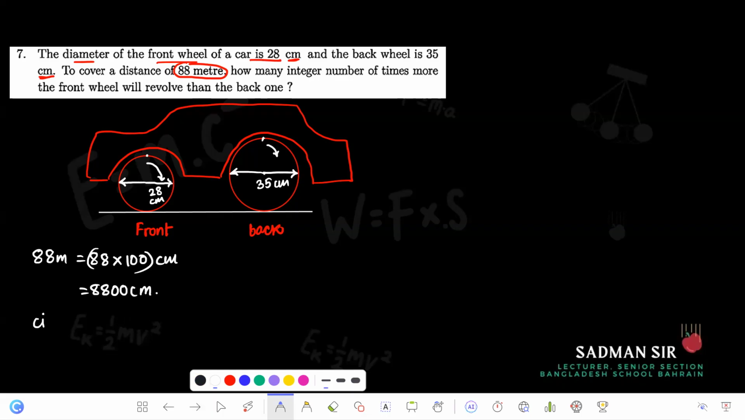Now, circumference of the front wheel. How much will it be?